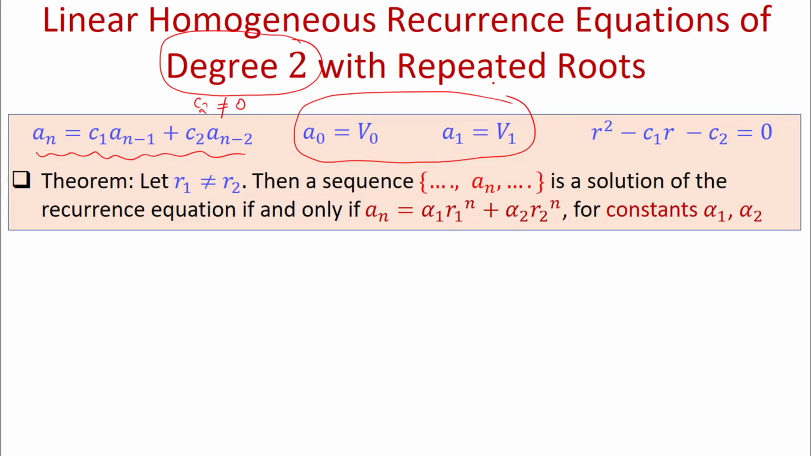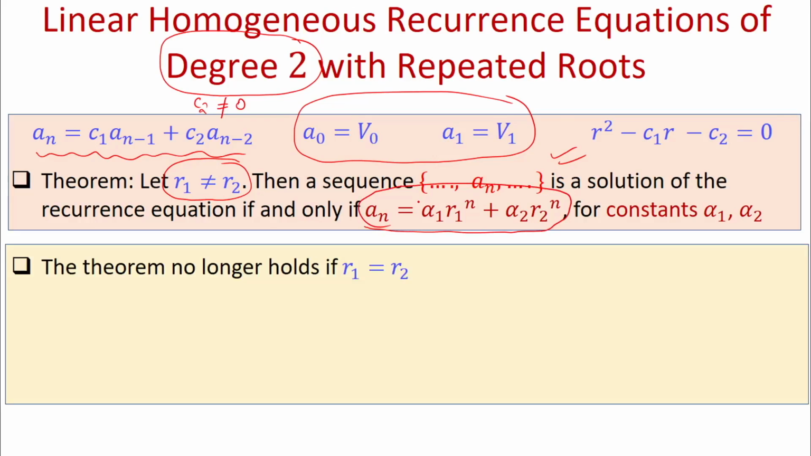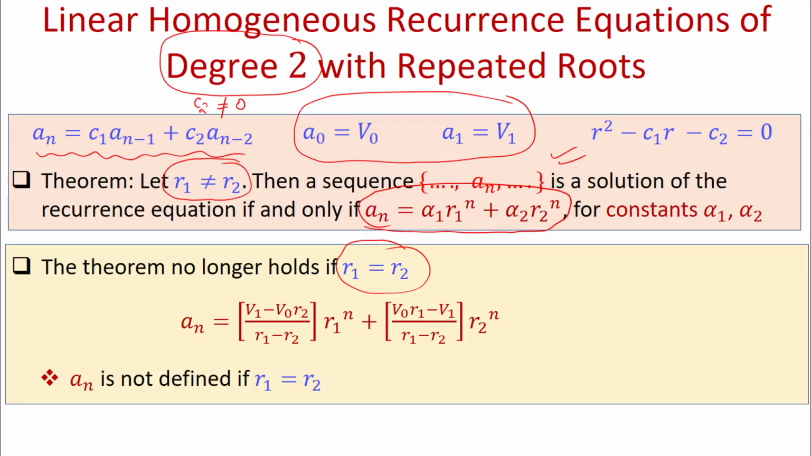Okay, so this was the theorem for the case when the roots were distinct, right? If the roots are distinct, then any sequence whose nth term is of this form for some arbitrary constants alpha 1 and alpha 2 will be satisfying the recurrence condition. But it turns out that the theorem no longer holds if the roots are equal, right? So we are considering the case when we have degree 2 characteristic equation, and hence we have two roots R1 and R2, and if R1 and R2 are same, then the theorem no longer holds.